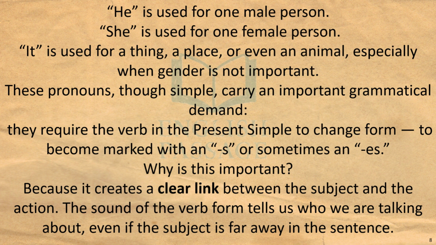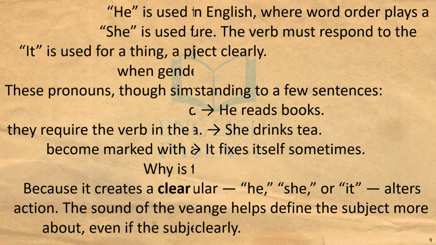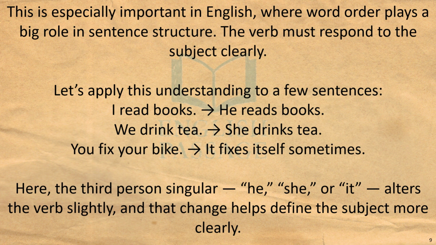These pronouns, though simple, carry an important grammatical demand. They require the verb in the present simple to change form, to become marked with an S or sometimes an ES. Why is this important? Because it creates a clear link between the subject and the action. The sound of the verb form tells us who we are talking about, even if the subject is far away in the sentence. This is especially important in English, where word order plays a big role in sentence structure. The verb must respond to the subject clearly.